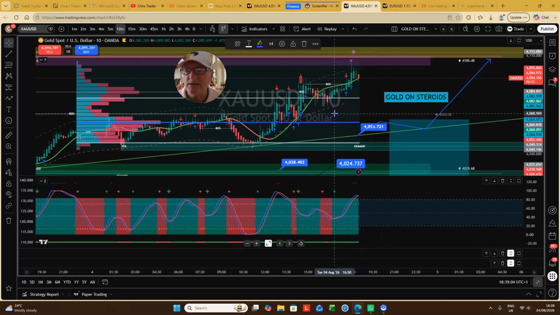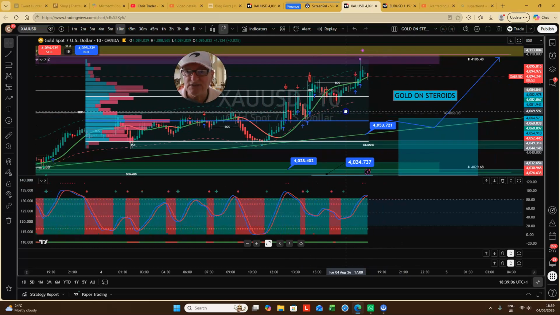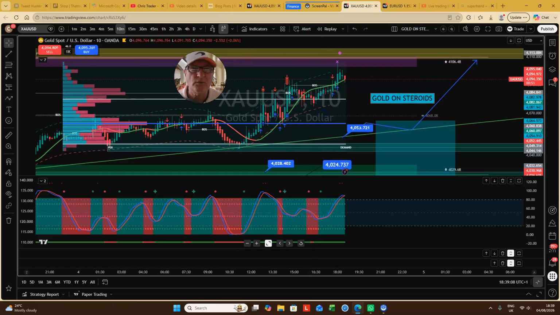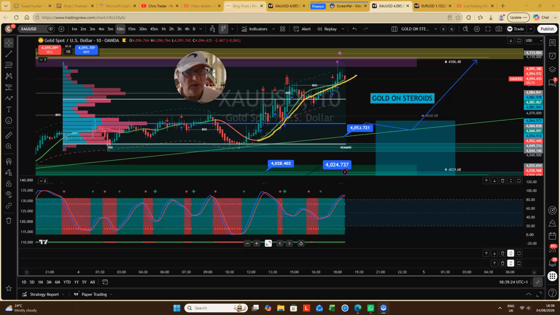So this is the gold on steroids on the 10-minute chart, and we know that the price is in an uptrend, because we can actually see that the price is above the 50 moving average. Whenever the price is above the 50 moving average and green, that indicates that the price is highly likely to continue. So look out for that.